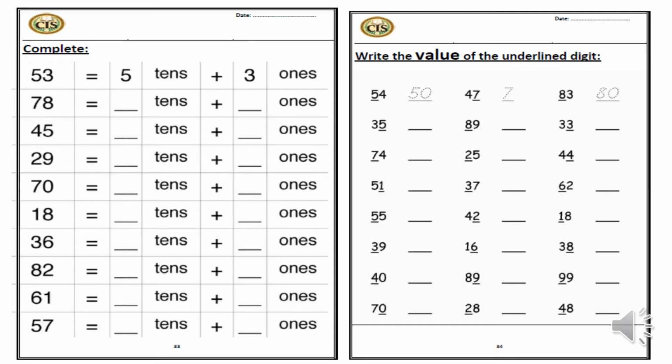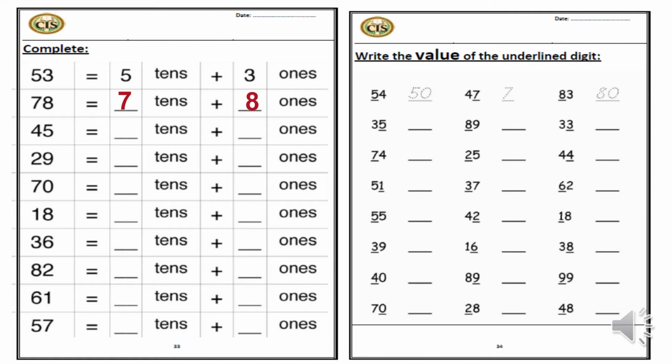We have here in math booklet page 33, complete. First example here, we have number 53. He asked about tens and ones. So here tens is 5 and ones is 3. Next we have here 78. So I want to get tens and ones. So 78, in tens place we have 7, in ones place we have here 8.